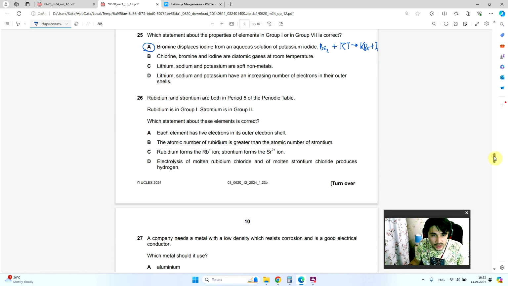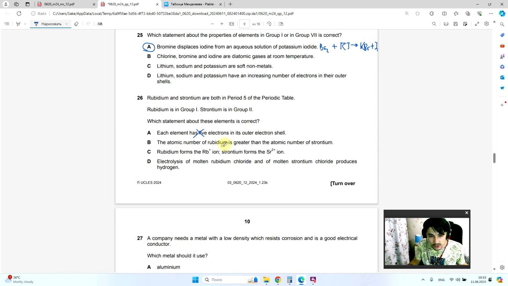Next, rubidium and strontium are both in period 5 of the periodic table. Rubidium is in group 1, strontium is in group 2. Which statement about these elements is correct? Each element has 5 electrons in its outer electron shell. Nope, it's not correct. They are in different groups. Rubidium has 1 electron in its outer shell. Strontium has 2 electrons. Not our case.